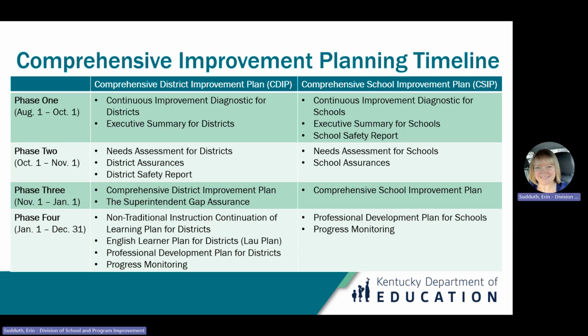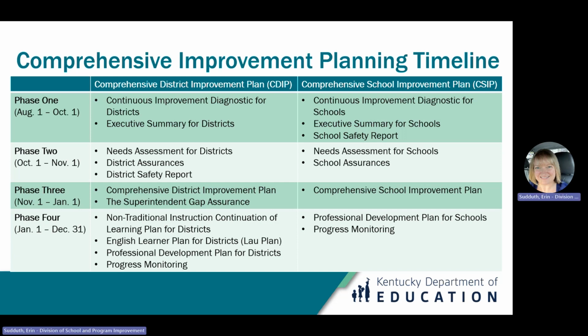Phase 1 is between August 1st and October 1st, and that is where districts and schools are working on their continuous improvement diagnostics as well as their executive summaries. Schools are also working on their school safety reports during this phase. Phase 2 is October 1st through November 1st. Both districts and schools are working on their needs assessments, their individual assurances, and districts are working on the district safety report.